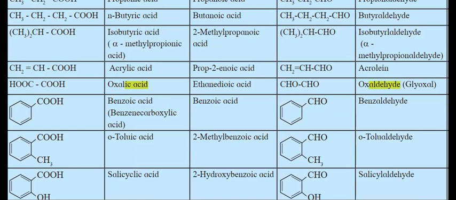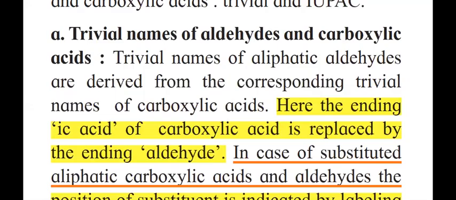Benzoic acid, it is aromatic, therefore oic acid. That rule we will also see. This is the table. Now we will continue. We have just seen the trivial names of these aldehydes and carboxylic acids.